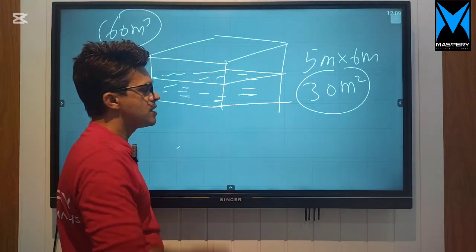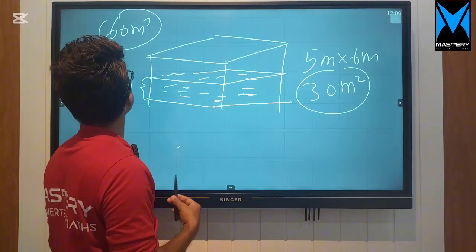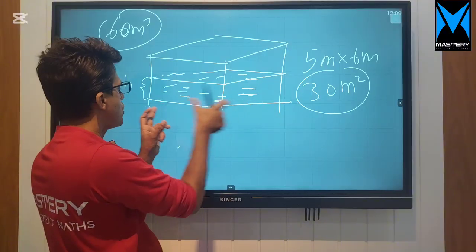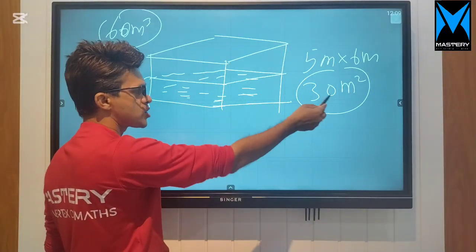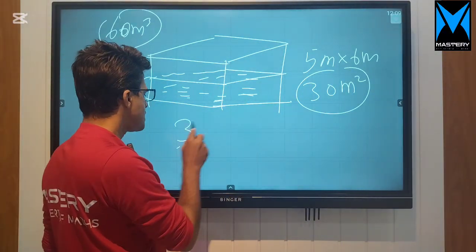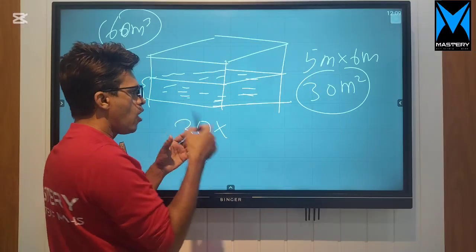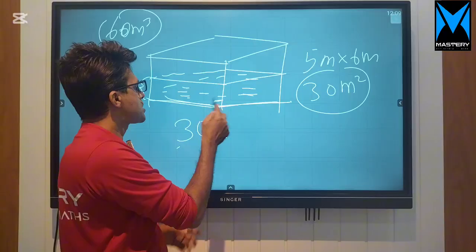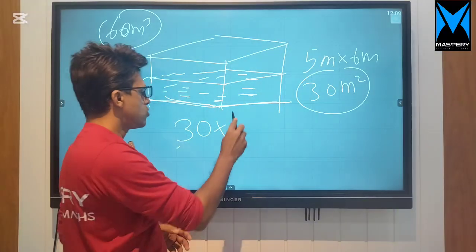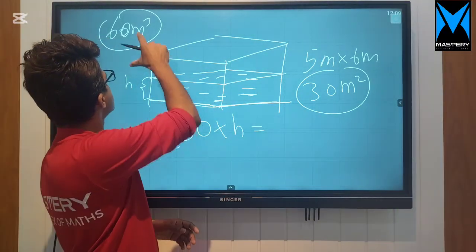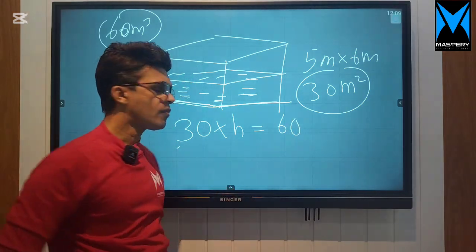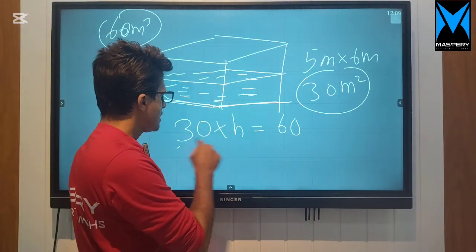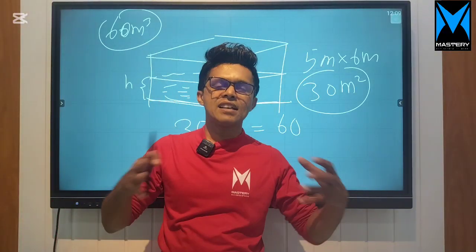Generally, how can you get the volume of this container, the capacity of the water found in this container? This value into this value, which is 30 — how did we get this 30? This value into this value is 30. Length into breadth into height should be equal to 60. Then this is 30 into h equals 60. Here is an equation.